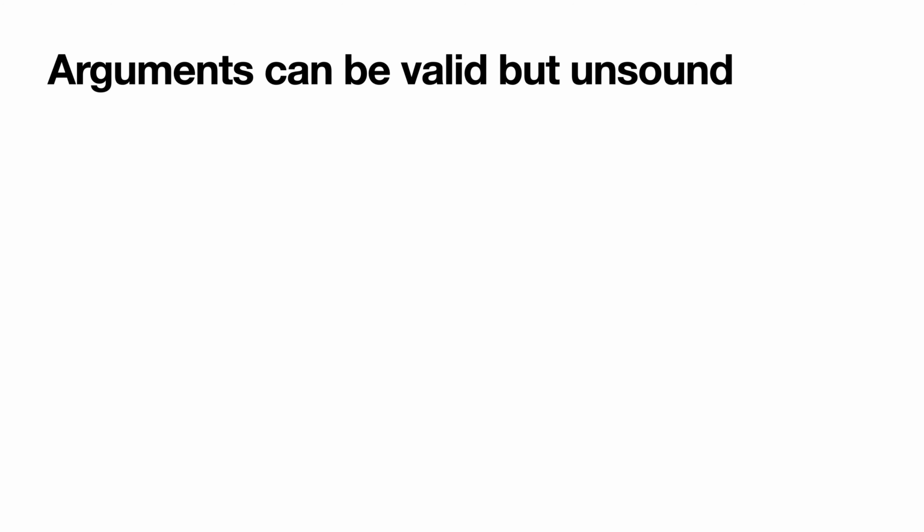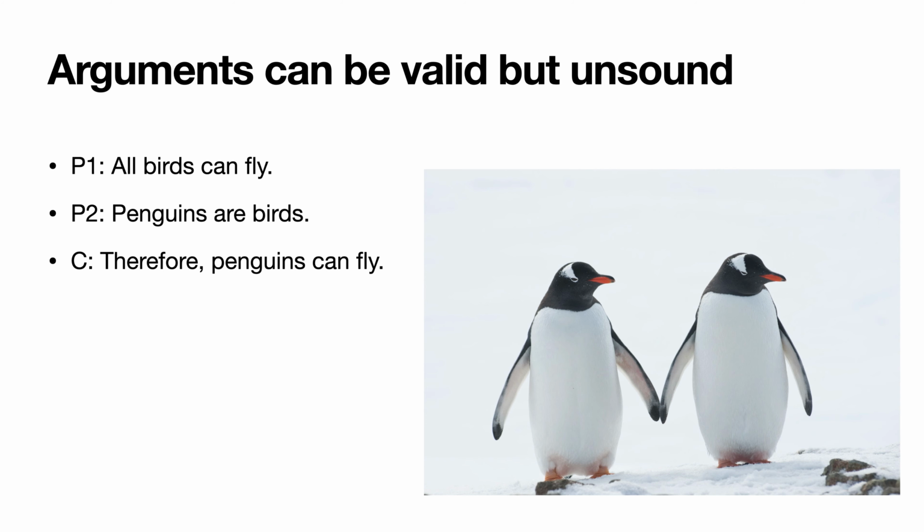Another thing to consider is that arguments can be valid but unsound. When we talk about validity, we're only talking about the structure of the argument, not necessarily whether or not the premises are true. So one example of a valid argument that's unsound is something like this. Premise 1, all birds can fly. Premise 2, penguins are birds. And our conclusion is therefore penguins can fly.